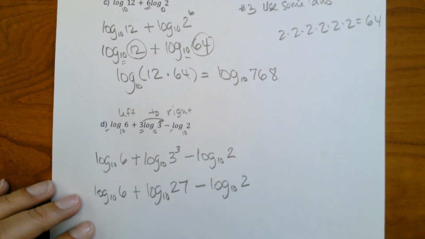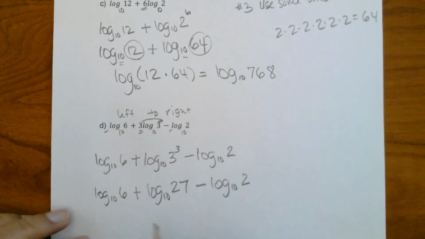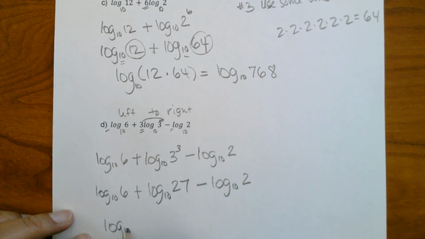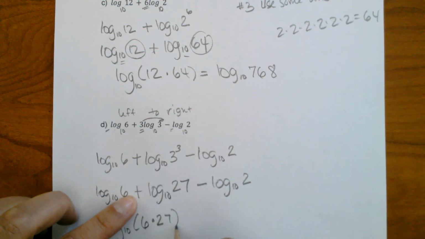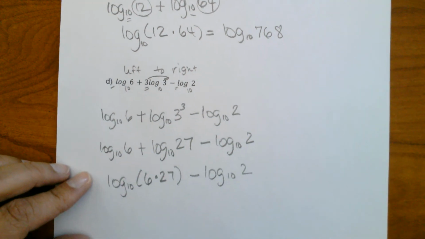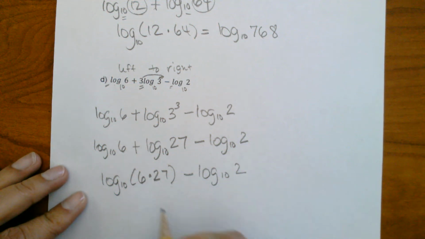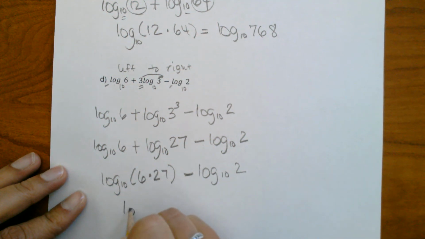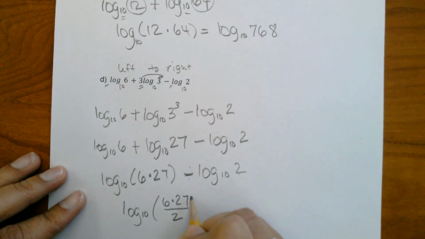We have to use some rules. So first, let's go left to right. Let's use my addition. So log base 10 of 6, what's addition? Times 27, okay? Minus log base 10 of 2. So addition turns to multiplication when we contract them. Then, what is this minus? That means division. Think of it like that. Log base 10 of 6 times 27 divided by 2.